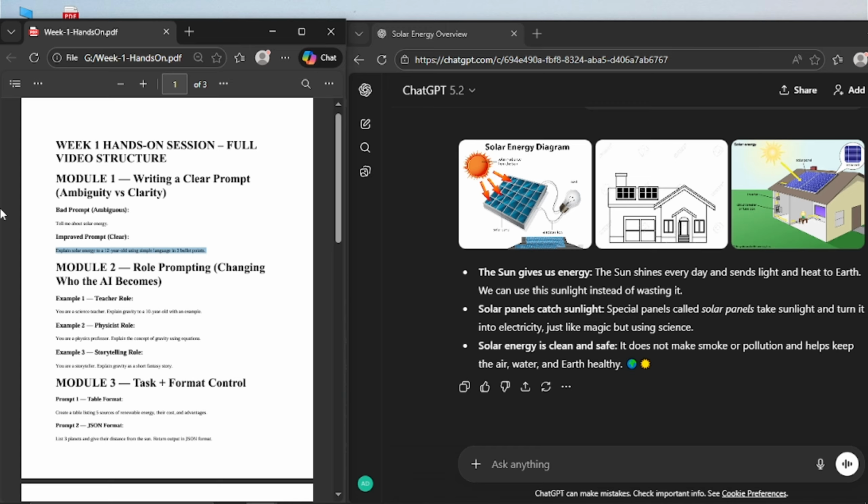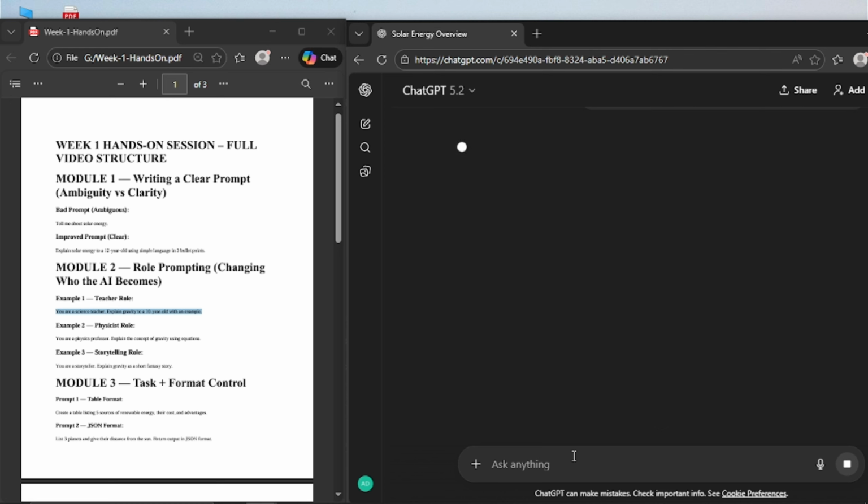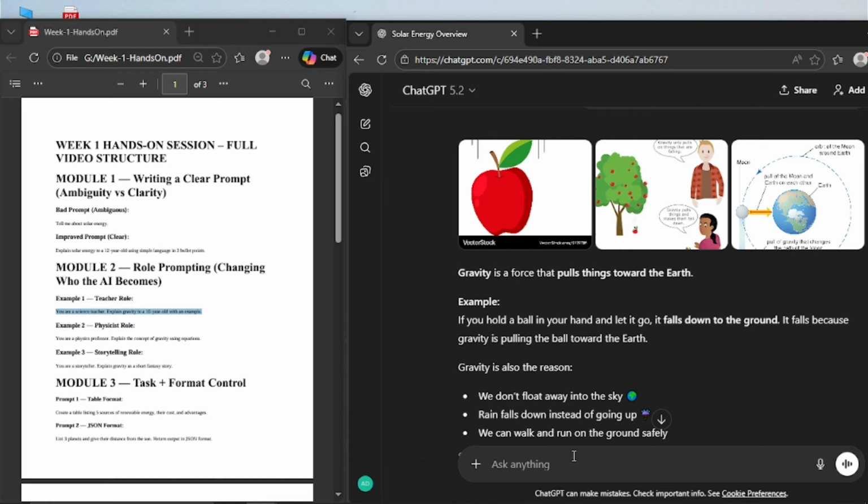Now coming to the second one, role prompting. Here I'll be taking a teacher's role and giving the prompt: "You are a science teacher. Explain gravity to a 10-year-old with an example." Now ChatGPT assumes the persona of a teacher and explains it as if it is explaining to a 10-year-old kid. So this is how your prompt gives you a refined output when you add a proper instruction and a proper role. That is the advantage.